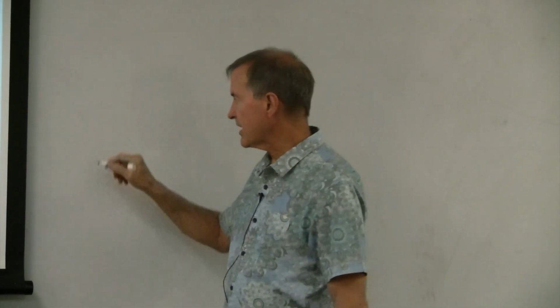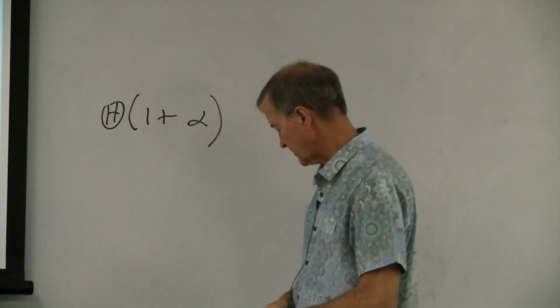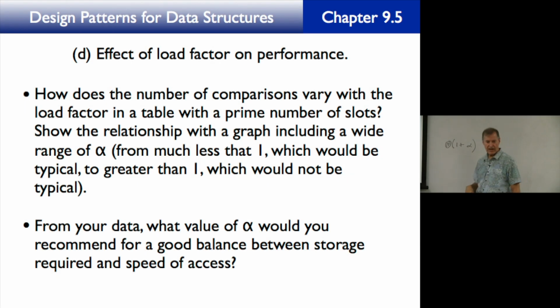Now this last one is investigating big theta of 1 plus alpha, which is our theory. How does the number of comparisons vary with the load factor in a table with a prime number of slots? Here you can do some graphing and some tables. Keep in mind that in order to get behavior approximately 1 plus alpha, alpha has to be much less than 1. See if that holds. But then you can also really load it down and see if it goes linear.